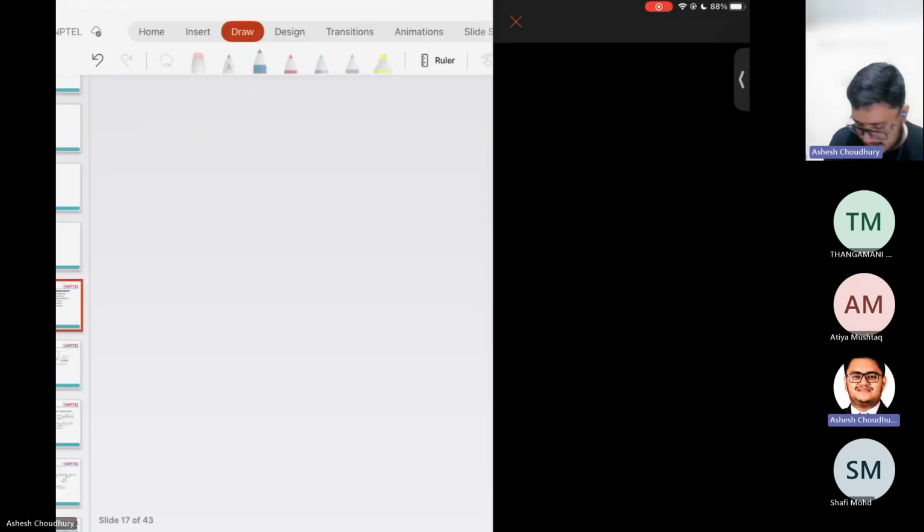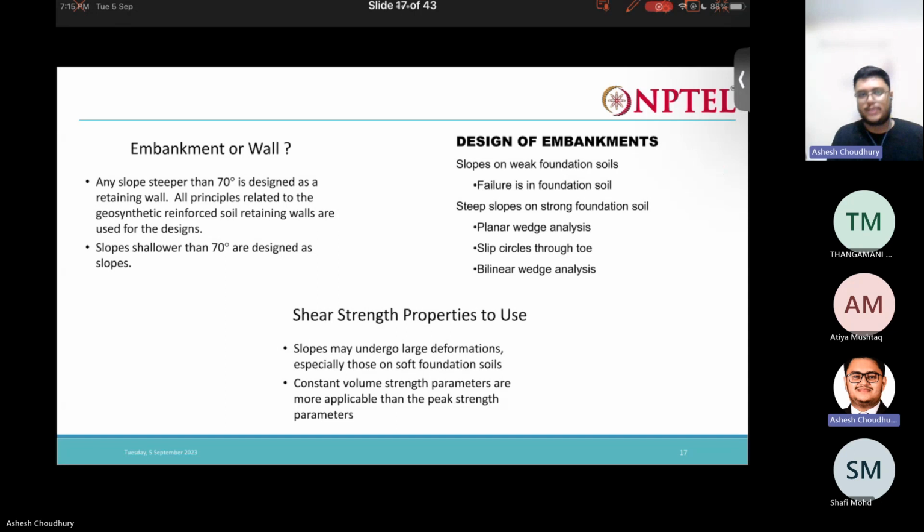Now let us go to the next topic, that is embankments or slopes. When do we call something an embankment and when do we call it a wall? That is the question, right? Any slope that is steeper than 75 degrees is designed as a retaining wall, so all principles related to geosynthetic reinforced soil retaining walls are used. And for slopes that are shallower than 70 degrees, generally you are designing them as embankments.